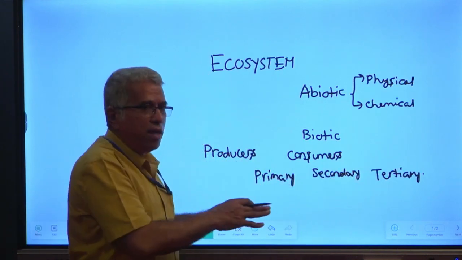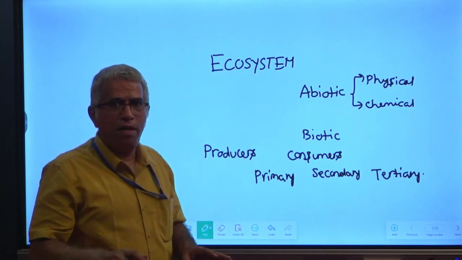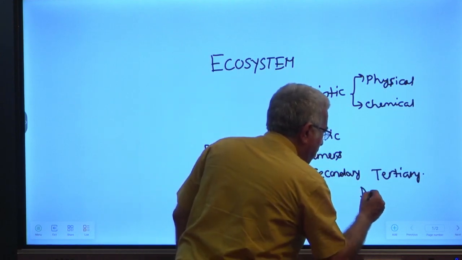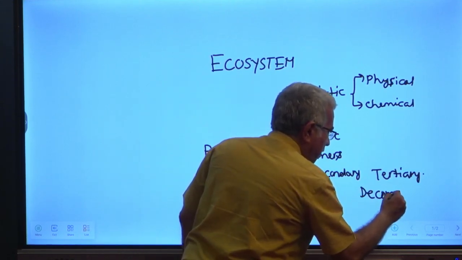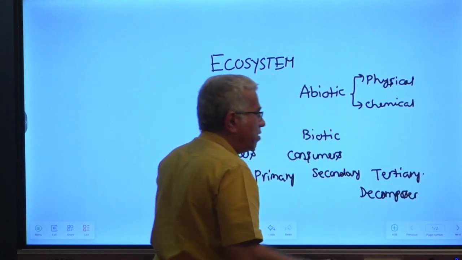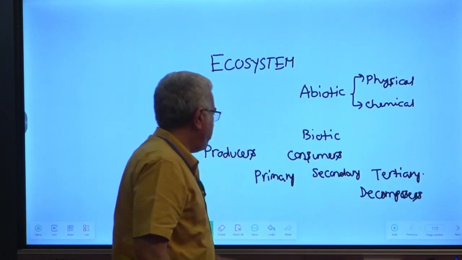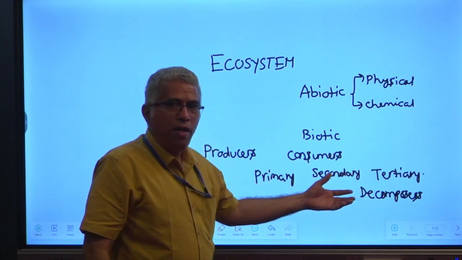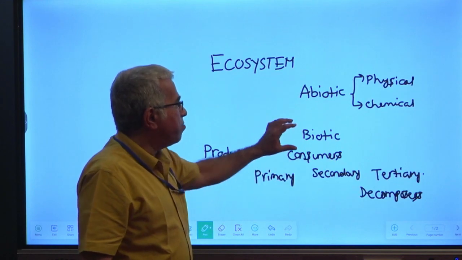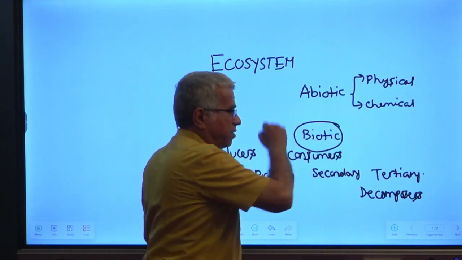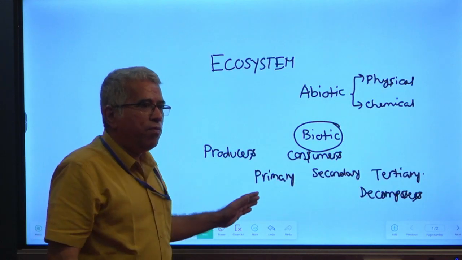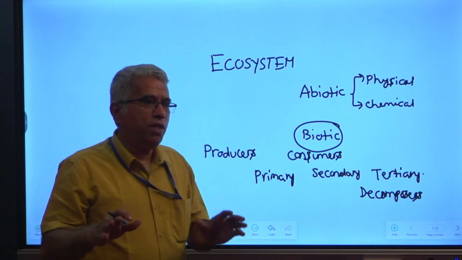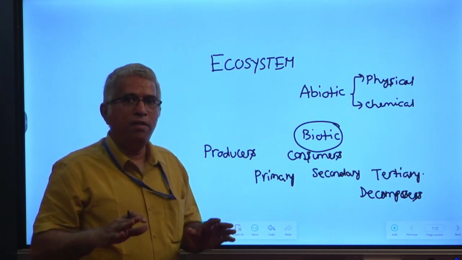And all these will die one day or the other. And they are decomposed by detritivores. That means these are called decomposers. So all these organisms, namely producers, primary consumers, secondary consumers, tertiary consumers, and decomposers are the best examples for biotic factors. And if you arrange these biotic factors in a chain, one after another, it forms a food chain. We can learn about food chain in some other video.